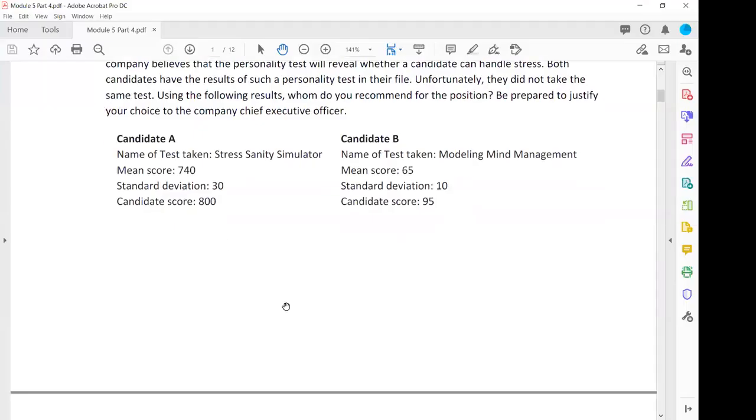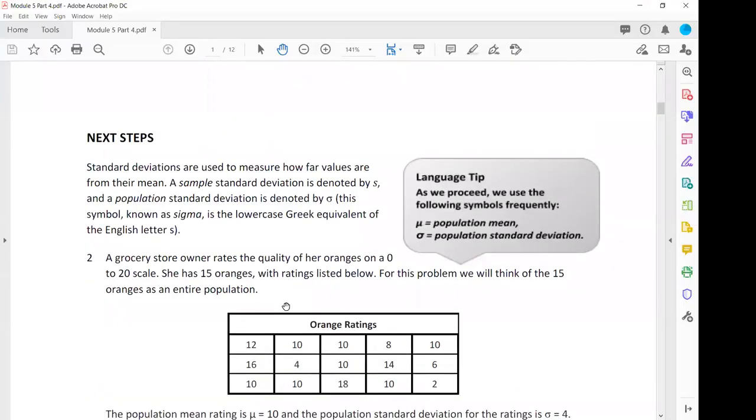Let's get back to the note. Next step, standard deviations are used to measure how far values are from their mean. A sample standard deviation is denoted by S, and a population standard deviation is denoted by sigma. So Greek letter sigma.